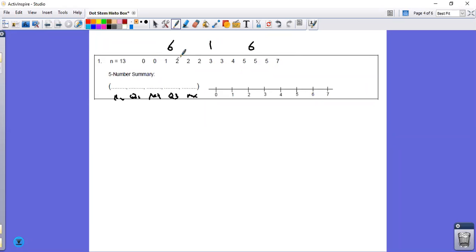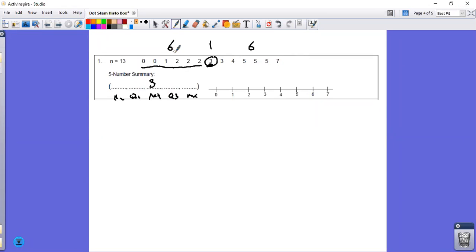1, 2, 3, 4, 5, 6, 7. 1, 2, 3, 4, 5, 6, 7. It'd be the same. So 3 is your middle number. Now, if one of your numbers is actually the median, you don't count it anymore in the rest of them. So now there's 6 at the bottom that I have to find the middle of for my first quartile.